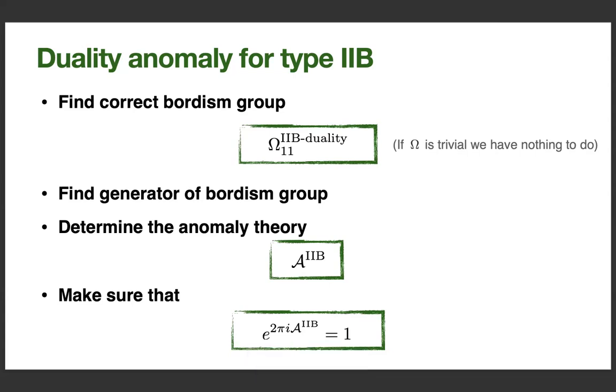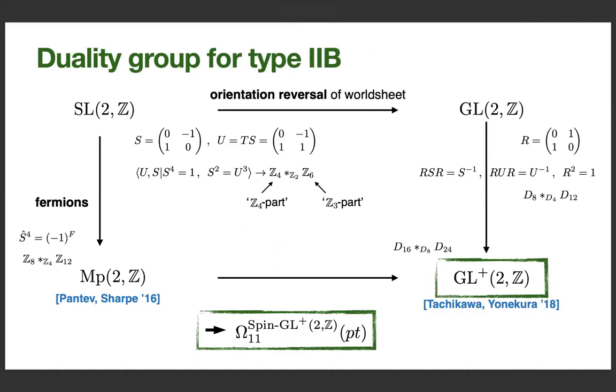Okay, so let me move on with the first question, namely, what is the duality group of type 2B? And the first answer would probably be, well, it's SL(2,Z). However, that's not the full story. First, because there are fermions, and these fermions transform under the duality group.